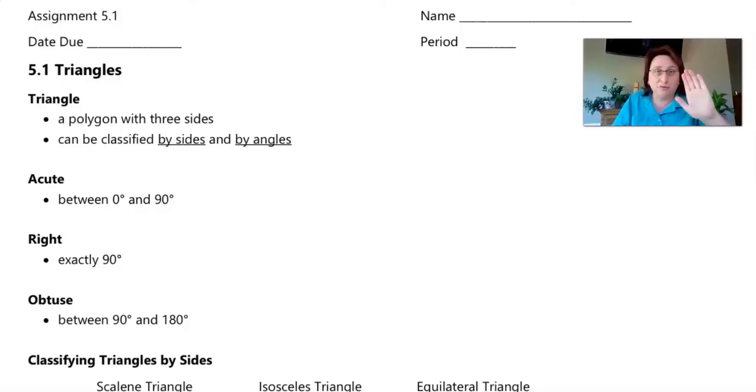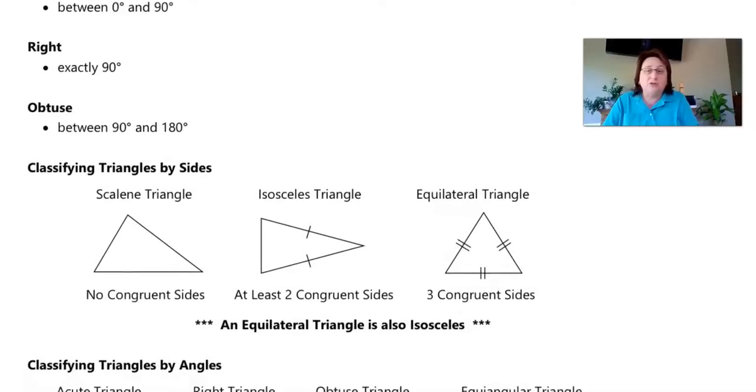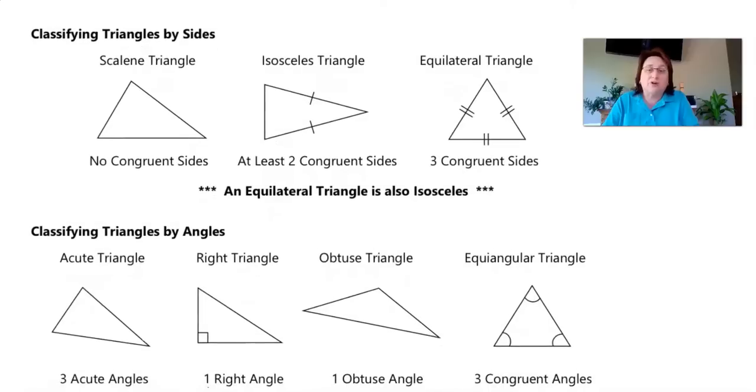Now, just as a refresher, angles. You can have an acute angle, which means that the measurement is between 0 and 90 degrees, a right angle, which means one angle is exactly 90 degrees, and an obtuse angle, which is between 90 and 180 degrees. So that's just a refresher to remind you of some vocabulary terms, because we're going to use those to be able to classify triangles.